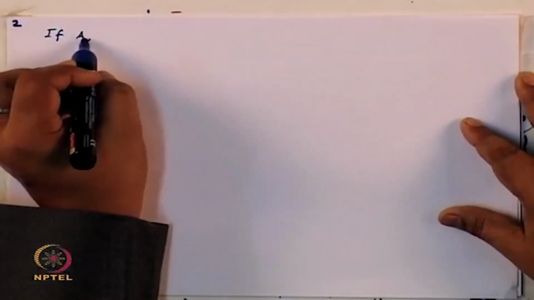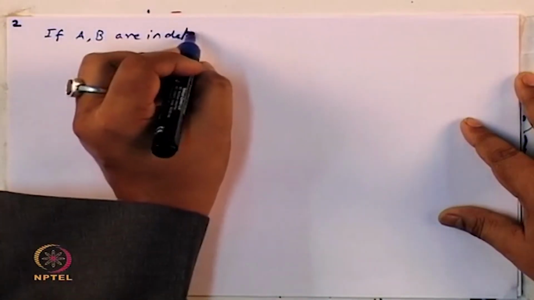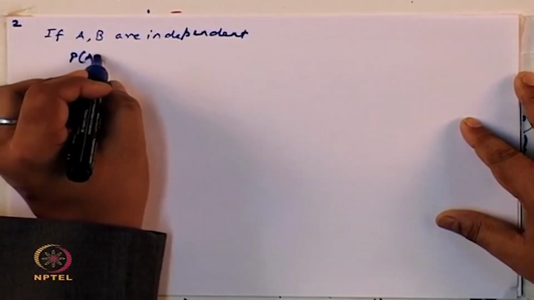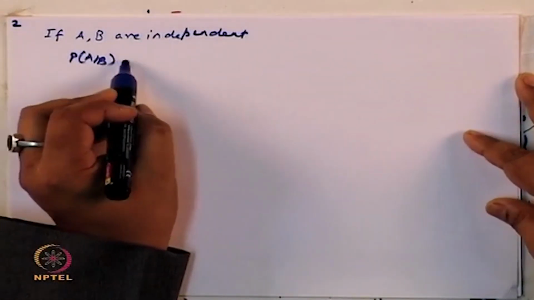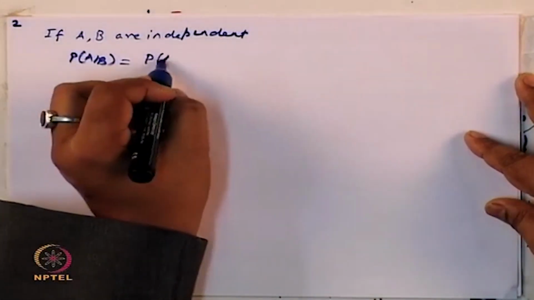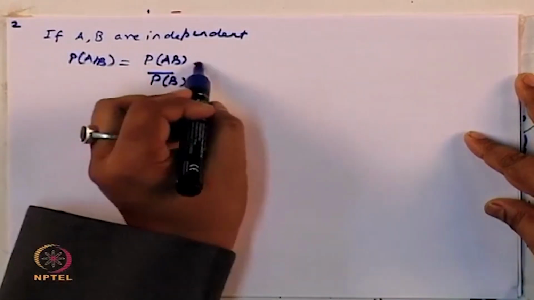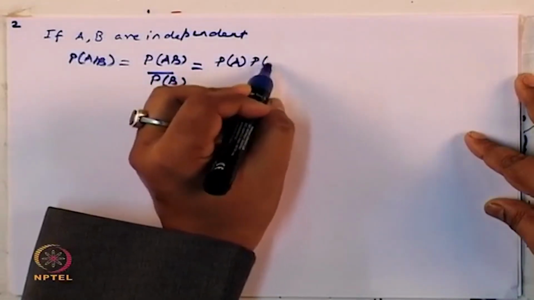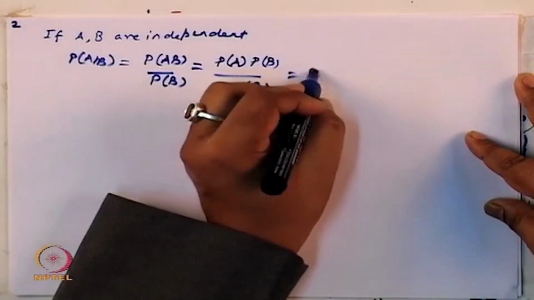So, if A and B are independent, then the conditioning does not mean anything. If I write probability of A given B as probability of A B by probability of B, and probability of A B for independent events is simply probability of A into probability of B, then dividing by probability of B it is simply the same as probability of A.